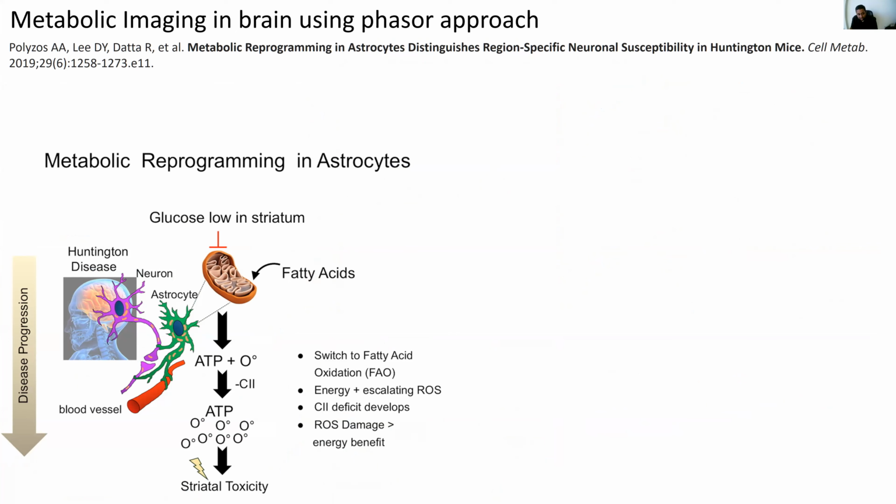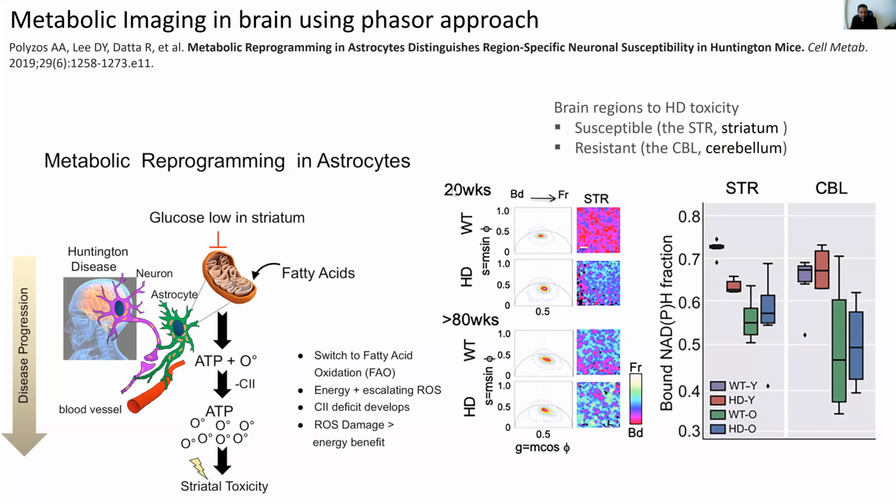and how metabolic imaging of NADH changes with Huntington disease. They looked at Huntington and wild type mice, young mice at 20 weeks and old mice greater than 80 weeks. If you look at the striatum, you see a huge difference between the wild type and the young Huntington mice, but in old mice there is not much change. This is shown here. In striatum, between the wild type and the young Huntington mice, there's a huge change in the bound NADH fraction. However, this is much less in old mice. But in cerebellum, which is resistant to Huntington disease, you don't see these changes.